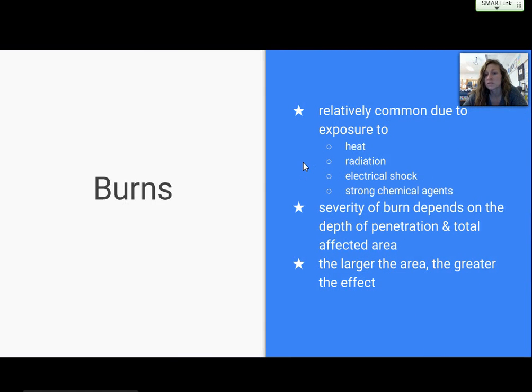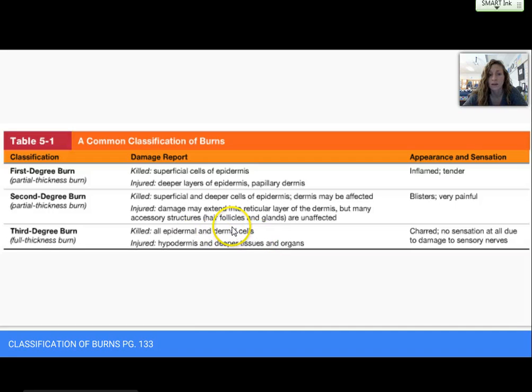Burns now, they're relatively common due to exposure to heat, radiation, electrical shock, or strong chemical agents. The severity of the burn depends on the depth of penetration and the total affected area. The larger the area, the greater the effect. And the most common classification is by depth of penetration of the skin. So we have a common classification table: first degree, second degree, and third degree.